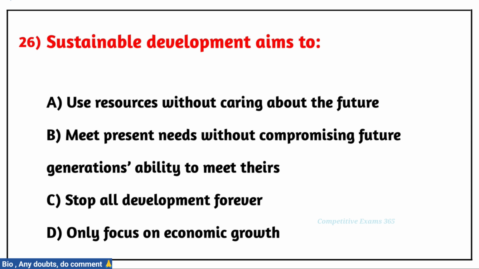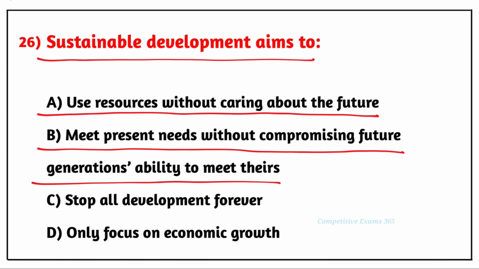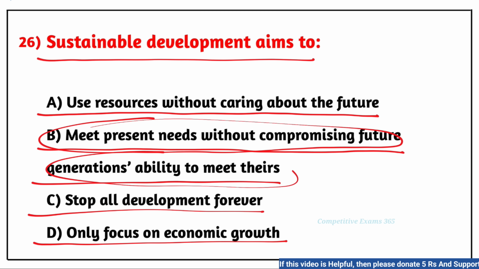26th question. Sustainable development aims to. Option A, use resources without caring about the future. Option B, meet present needs without compromising future generations' ability to meet theirs. Option C, stop all development forever. Option D, only focus on economic growth. Option B, meet present needs without compromising future generations' ability to meet theirs, it is the correct answer.